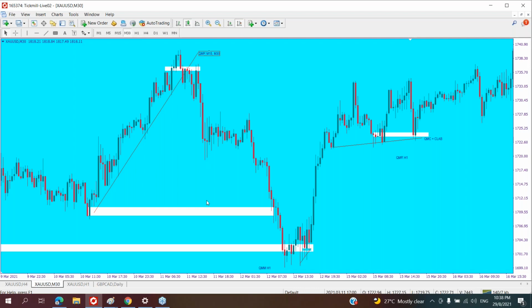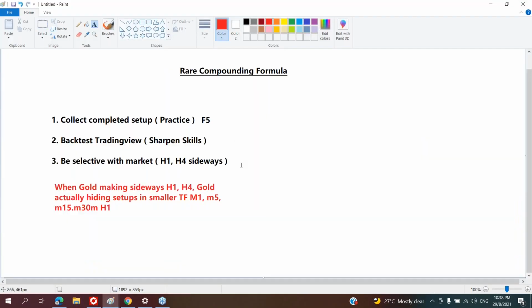I already subscribed to TradingView and done backtest. Tried GBP and gold, but after a while I realized gold has more fantastic five. Yes, gold has more fantastic five. Now I focus on gold only. Yeah, me too.